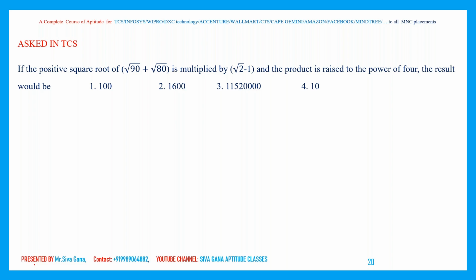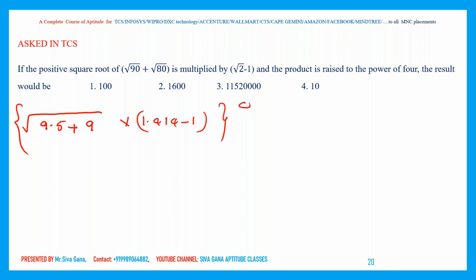One thing, my dear viewers, mostly the on-screen calculator is available, right? Try to use the on-screen calculator wherever it is necessary. Square root of 90 is approximately 9.5. Square root of 80 is approximately 9. Right, into root 2 is 1.414 minus 1, right? Whole power how much? Raised to the power 4, right?